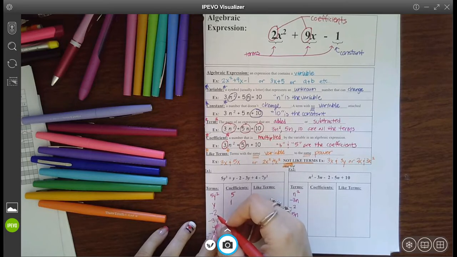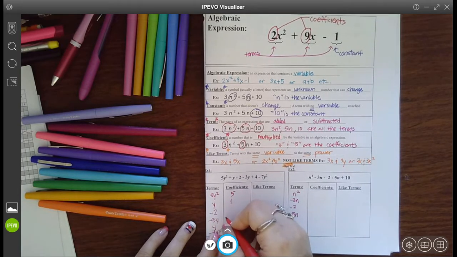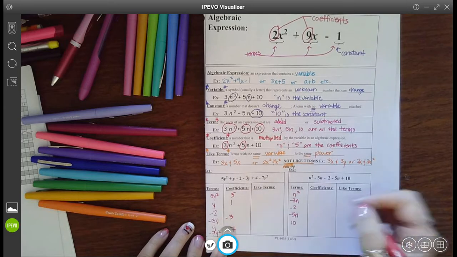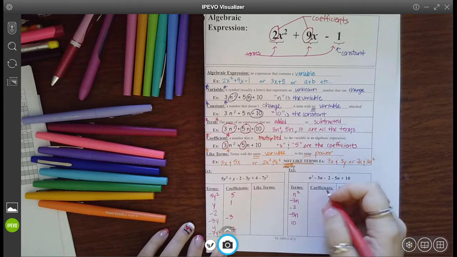This is a constant, so it actually is not a coefficient. A coefficient is the number in front of a variable. So since there's no variable, this has no coefficient. This one is -3. That's another constant. This coefficient is -7. Okay, see if you can write the coefficients for these guys.